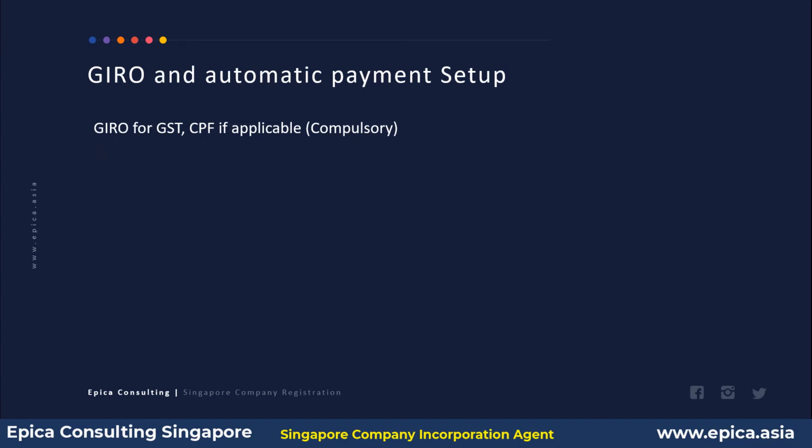For example, if you are GST registered, then you will have to make the payment of collected GST to the government treasury. And if you have Singapore local employees, then their provident fund will have to be deducted from their salary and paid to their CPF account. So you will have to make a GIRO arrangement in this case, which is compulsory. GIRO stands for Interbank Automatic Transfer.